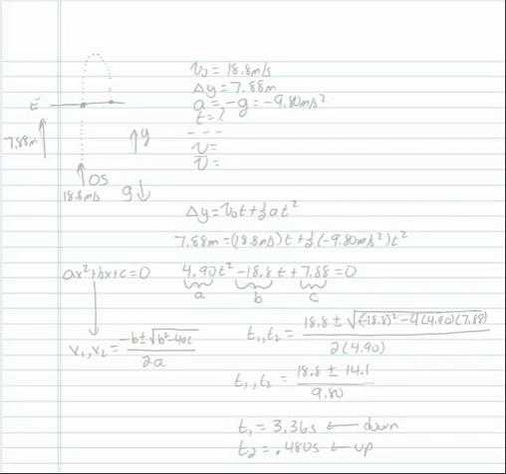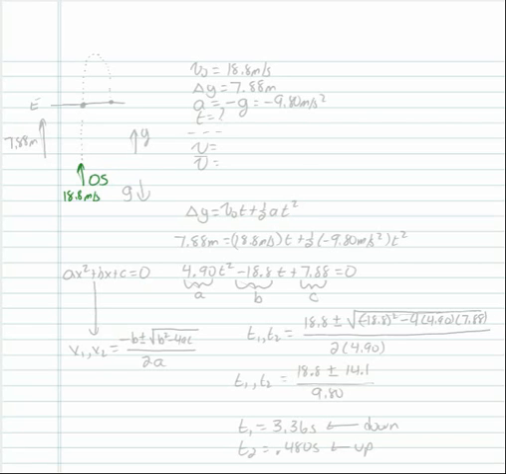Time to solve the last problem on the free fall sheet. This one's a little trickier than the others, so let's see what the picture looks like and see why two answers are possible. So let's see what we have. Here's our start point, and we're told it is thrown up at 18.8 meters per second.